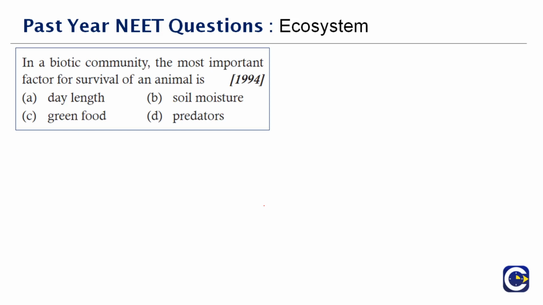Next question here. In biotic community, the most important factor for survival of an animal is dash. Very easy question.